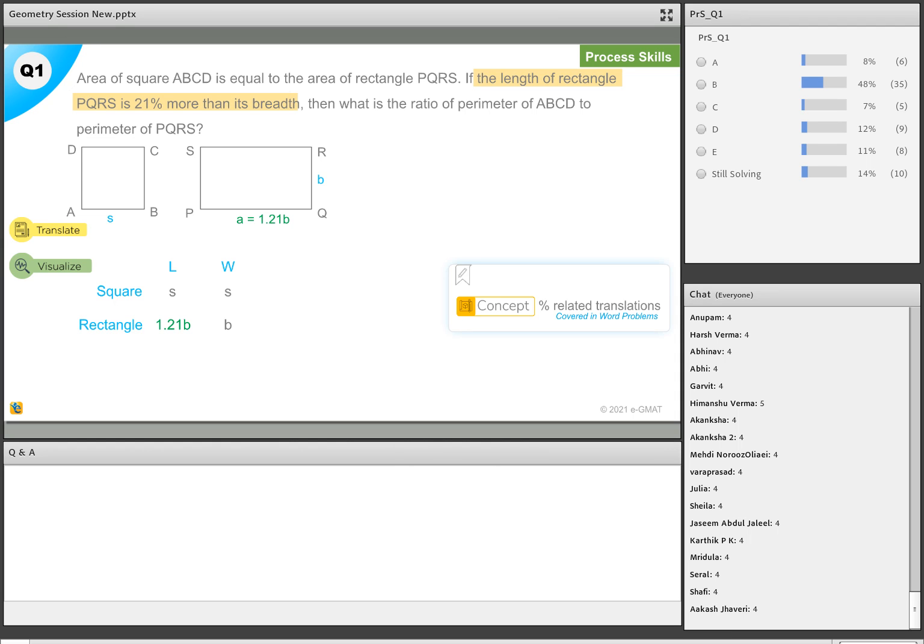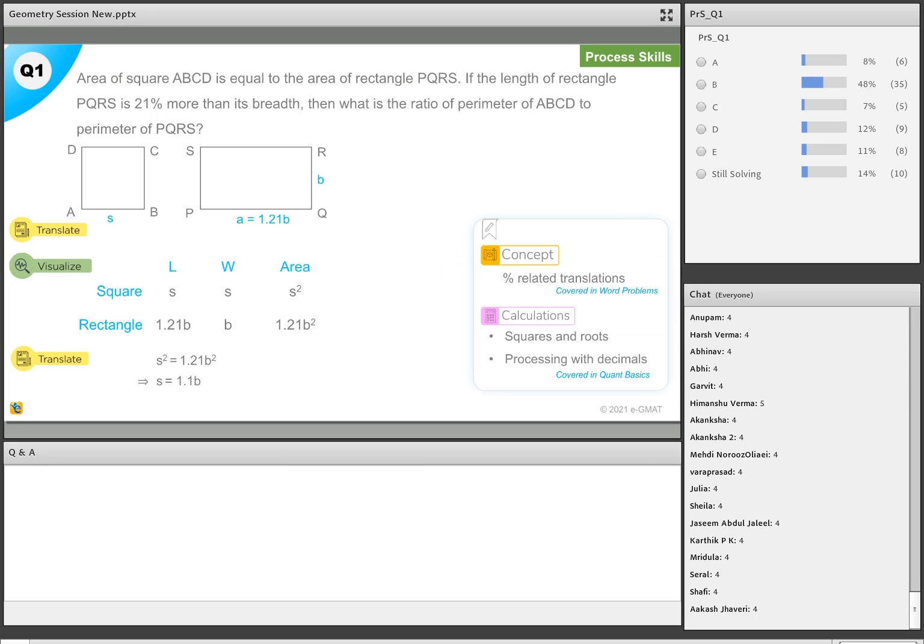For the square, it's equal to S and S, because the length and the width of a square are equal. And for the rectangle, the breadth is equal to B, and the length would be equal to 1.21B. Now, what are the areas for these two figures? For the square, it's equal to S square. For the rectangle, it's equal to 1.21B square. According to this question, these are equal. So S square is equal to 1.21B square.